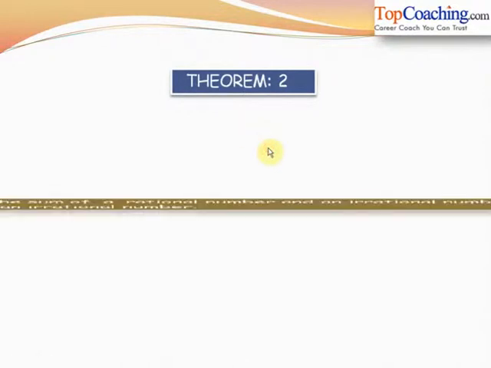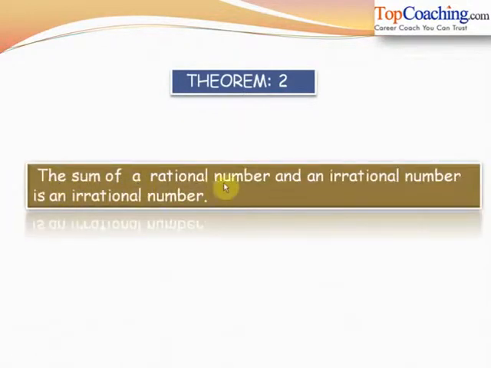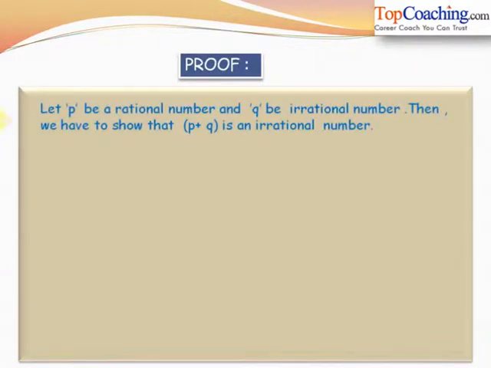Let's see theorem number 2. The sum of a rational number and an irrational number is an irrational number. So, this says that the sum of a rational number and an irrational number is an irrational number. So, let's see the proof of this. Let us say that p is a rational number and q is an irrational number. Then we have to show that p plus q is an irrational number. Now, how to do that? Let us suppose that p plus q is a rational number.